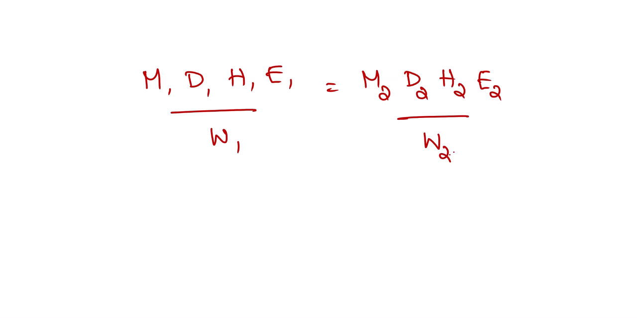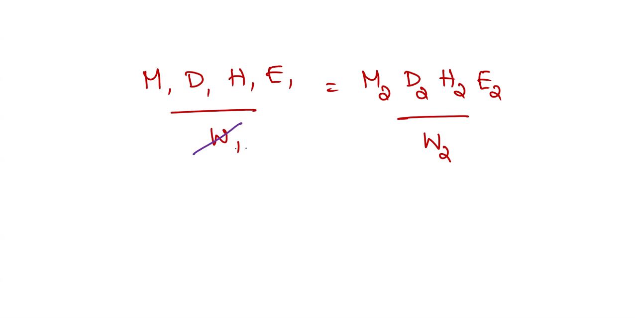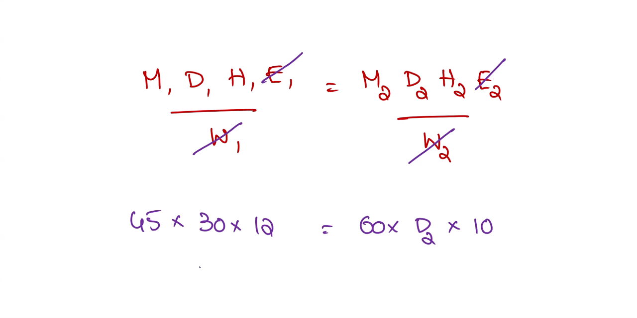Here work is same, both groups are doing the same work, so W is eliminated. In the question, efficiency is not given, so efficiency is constant. Here 45 men, 30 days, 12 hours a day. Here 60 men, number of days we don't know, 10 hours. Cancelling the factors, you will get 27 days, same.